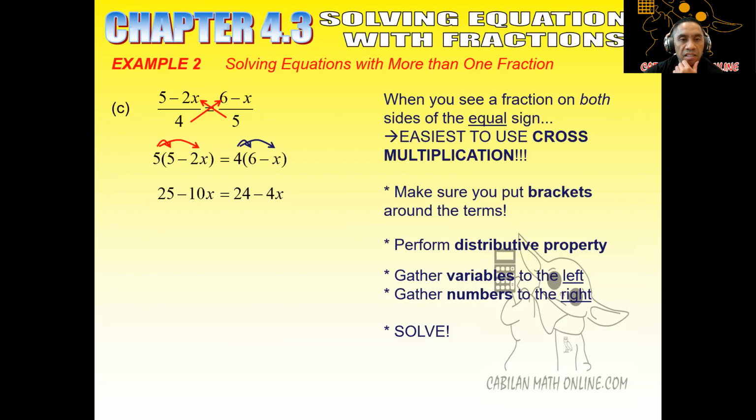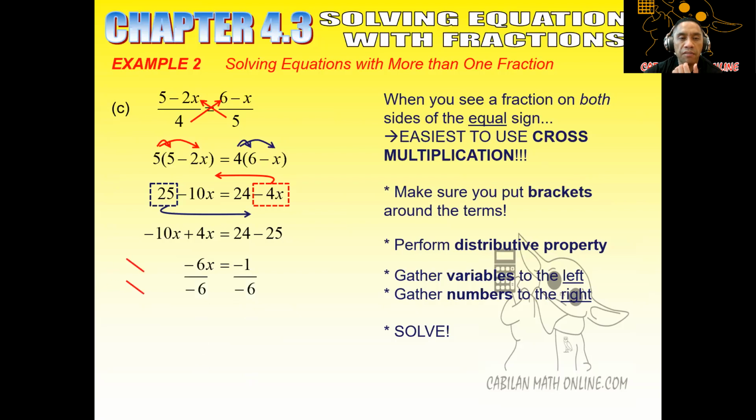So starting off with this -4x here, since it's on the right side, we're going to move it to the other side, and it becomes addition, and we're going to add that to the -10x that's already there. Now the 25, since it's positive, when it goes to the other side, we're going to subtract it from the 24 that's already there. So -10x plus 4x gives me -6x, 24 minus 25 gives me -1. Now for this one over here, you're going to see that when we divide both sides by -6, we wind up with a fraction.